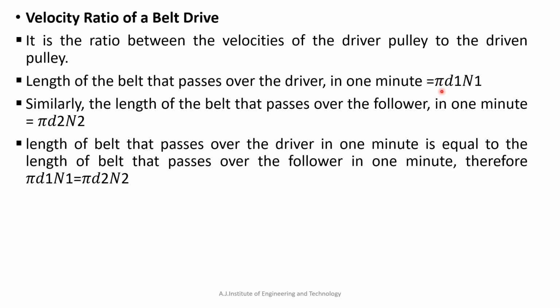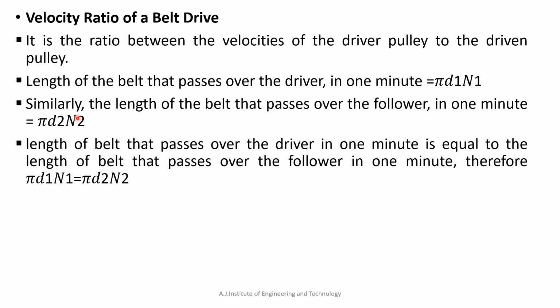Circumference of the driver pulley is pi d1 into n1. N1 is the speed of the first pulley, that is the driver pulley. So 1 is given for the driver, 2 is given for the driven pulley. Next, similarly, the length of the belt that passes over the follower, the follower being the driven pulley, in 1 minute.